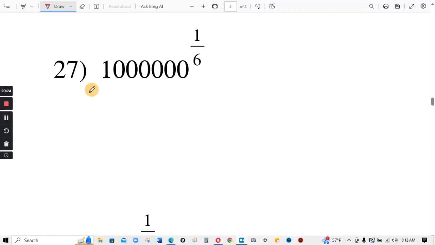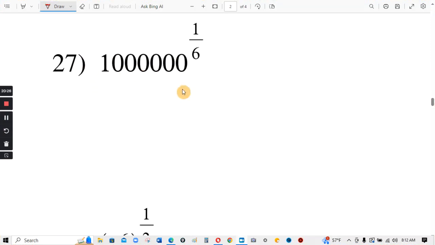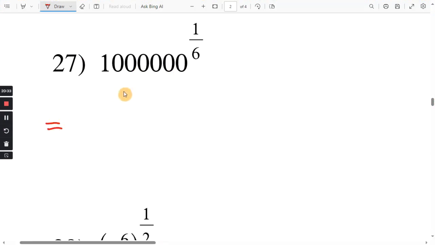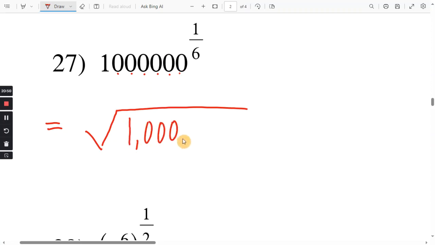All right, let's look at 27. How many zeros do we have? Well, we'll do that in a minute. All right, 27. Actually, I still need to count the zeros anyway. So I'm going to put this big number underneath a radical. And I have 1, 2, 3, 4, 5, 6 zeros.